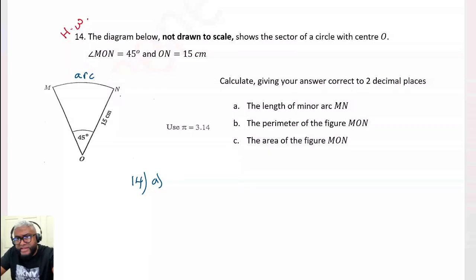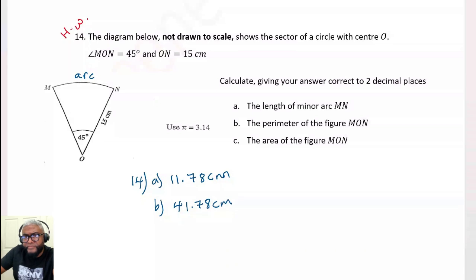Raise your hand if you did this here. Anybody want to answer? Raise your hand and I'll call on somebody. I want the three things one time, right? Nathan, what is the length of the minor arc here? The length of the arc is 11.78 centimeters. Somebody needs to second that. Nathan, hit me the perimeter one time. 41.78 centimeters. Somebody confirm? Yes, sir.